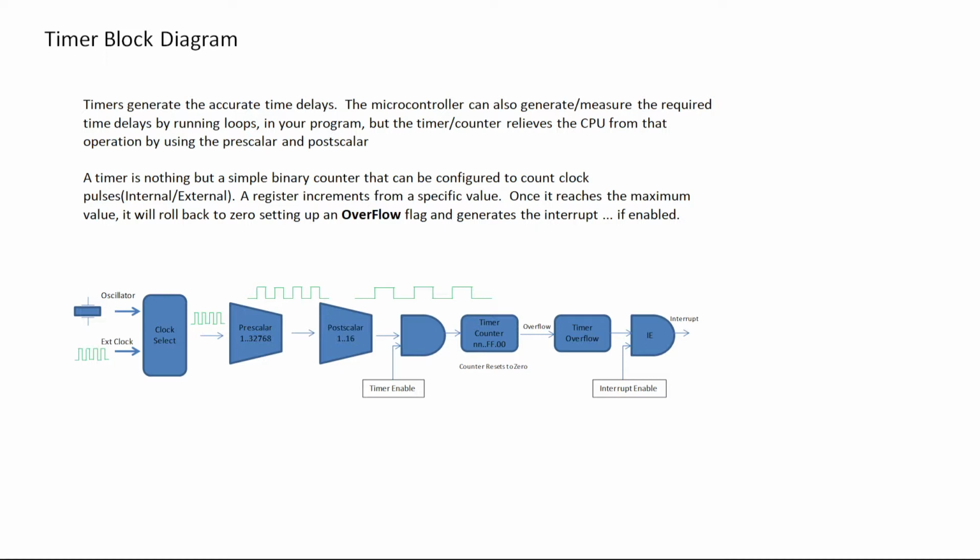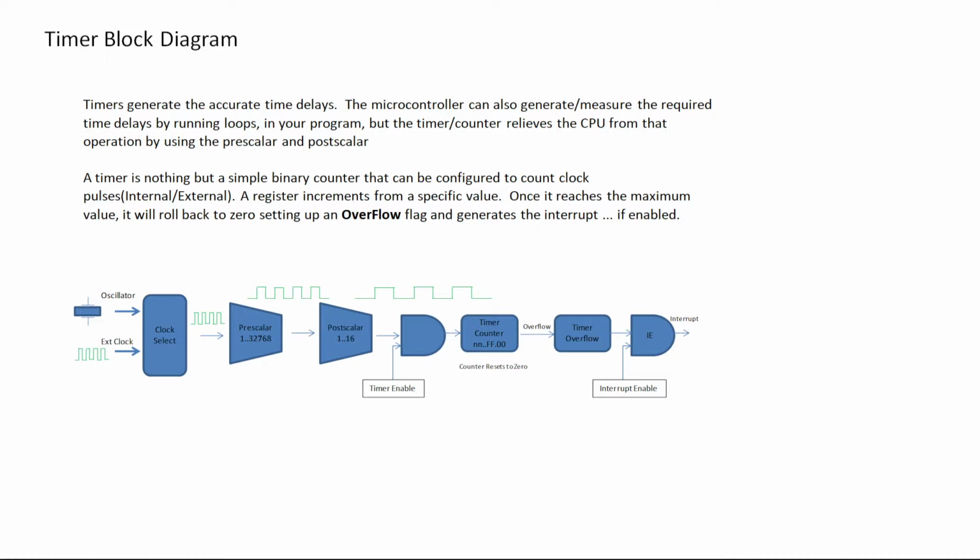A timer is nothing different really, but a counter. It counts pulses. They can either be internal or external. We're going to be using an internal one, but you could use an external as well. It increments a specific value, and each time it reaches a maximum value, it will roll over to 0. And a flag called the overflow is set, and that would generate an interrupt if you've enabled it. You can still check that the overflow flag has been triggered, but if you set an interrupt, you can handle that through the interrupt vectors.